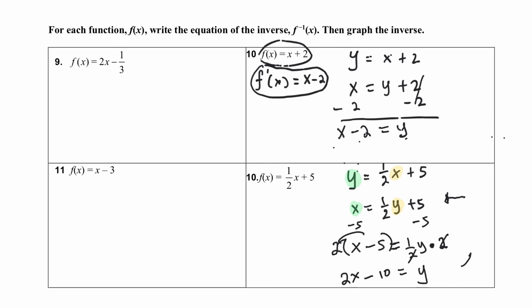So here is your inverse. So to write it correctly, you have the inverse of f equals 2x minus 10. And that's how you find the inverse.